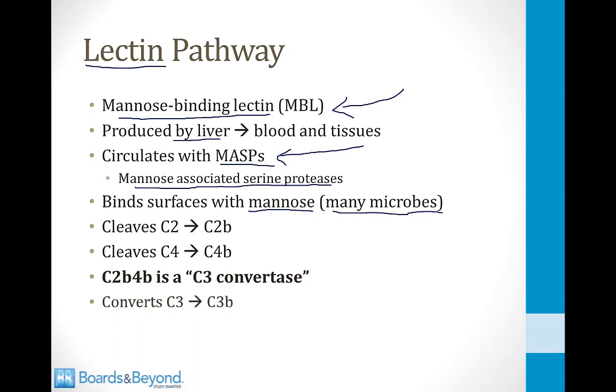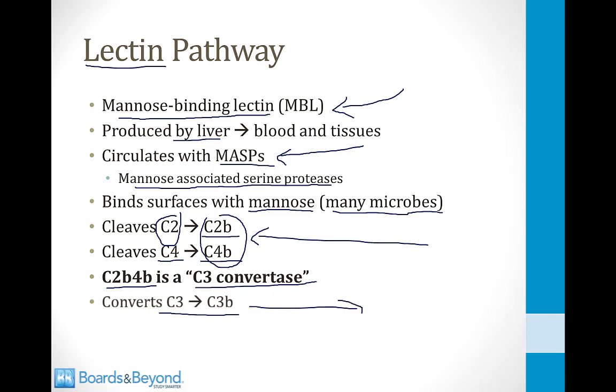Once the complexes bind, they will convert a complement protein called C2 into C2b. They will also convert a complement protein called C4 into C4b, and then the C2b and C4b will bind together to form C2b-C4b, and this molecule is a C3 convertase. A C3 convertase is an enzyme that can convert C3 into C3b. So once you have formation of this structure, C3b will begin to form, and that leads to formation of the MAC and destruction of bacteria.